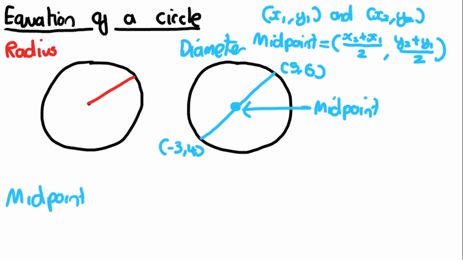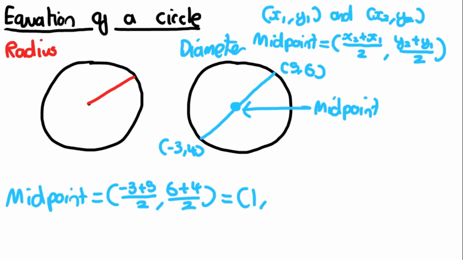The midpoint of these 2 points, if you sub it into the formula, is -3 plus 5 over 2, and 6 plus 4 over 2 for the y coordinate. If you put this into a calculator or figure it out in your head, it's going to be 1, 5. Therefore the centre of this circle, as it's the midpoint of these 2 points, is 1, 5.